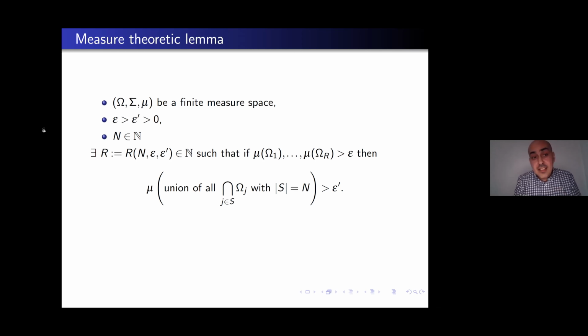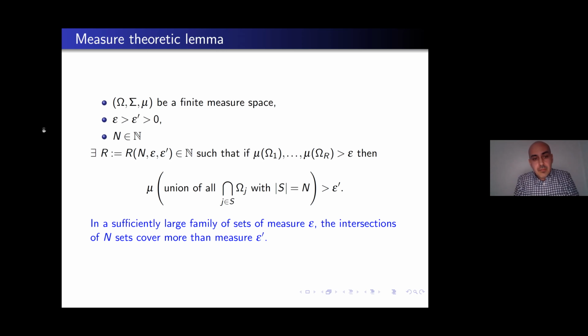So the lemma says that I have here the formal statement, but let me write here in blue, just in words. In a sufficiently large family of sets of measure epsilon, the intersections of n many sets cover more than measure epsilon prime, whenever I fix a smaller epsilon prime than epsilon.